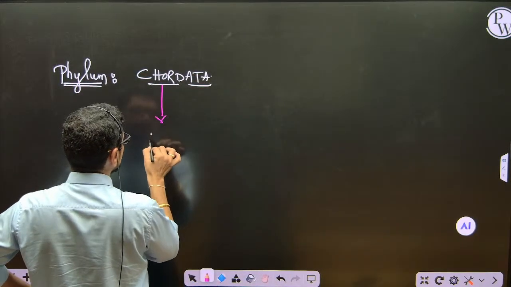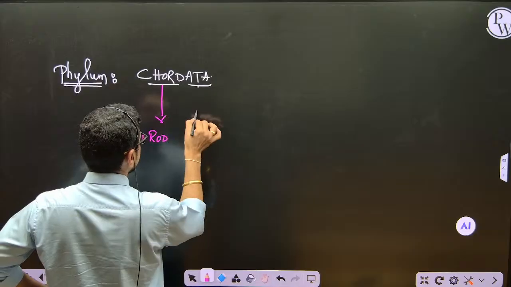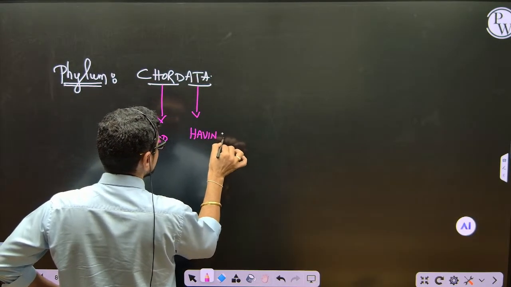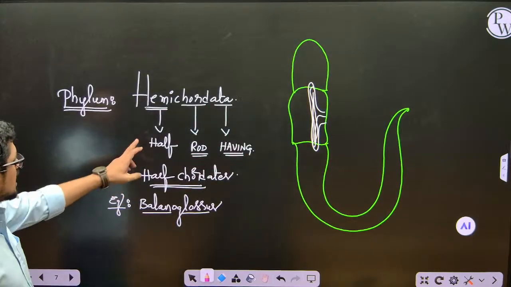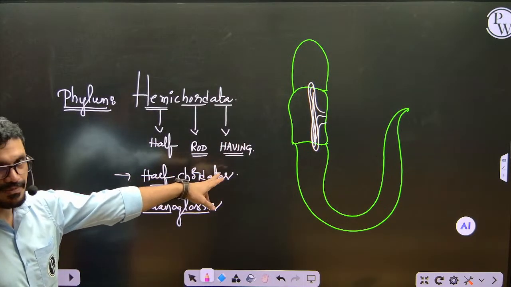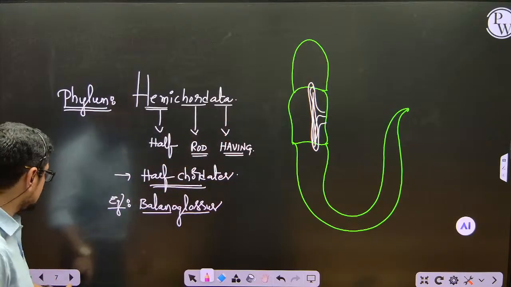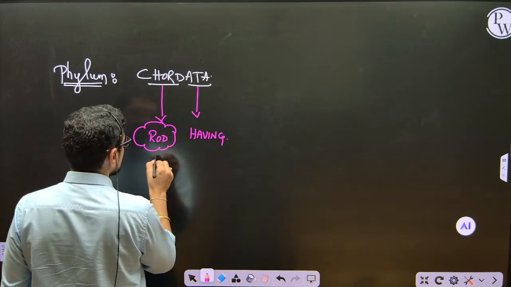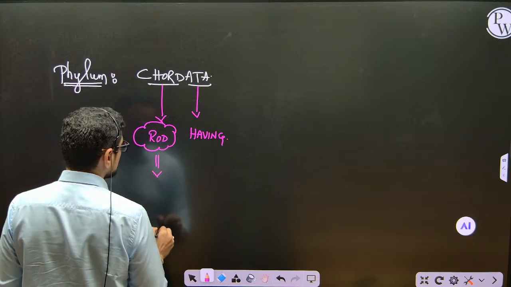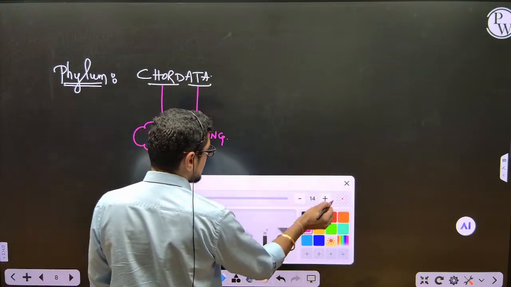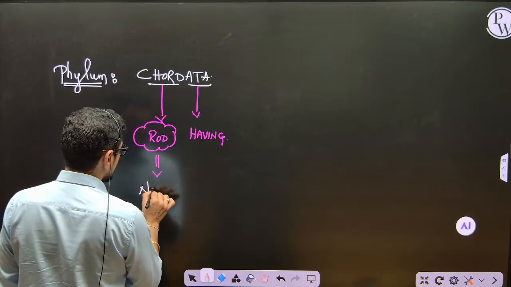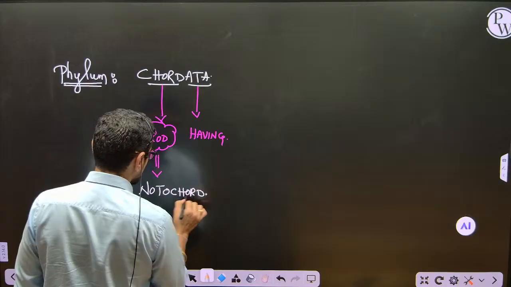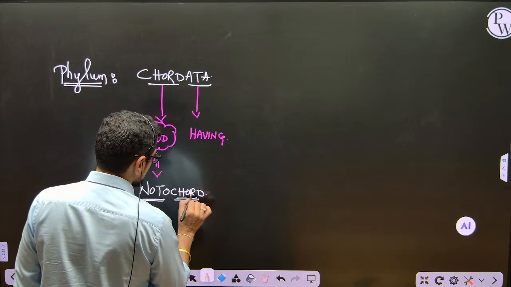Chord means, as usual, rod. Eta means having. In the last one, I explained there is a rod-like structure present in the animal, but that is a half rod. But here there is a rod present in the animal. What is this rod? That rod is called notochord. So what is this notochord?